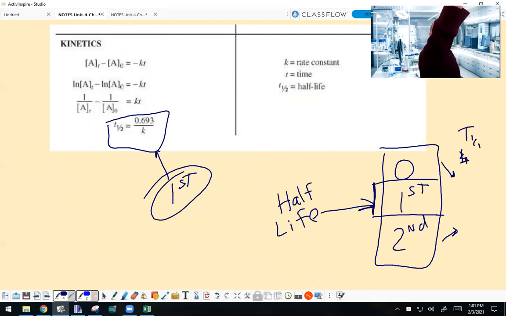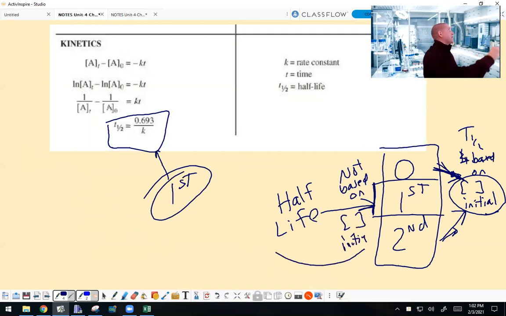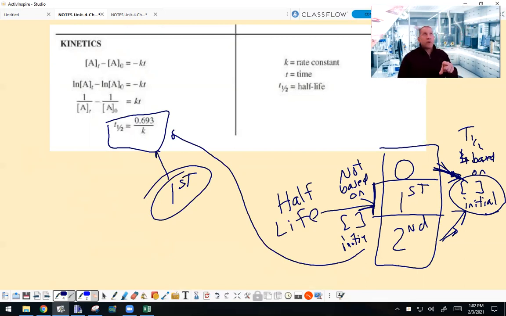So half-life is t1/2. It is based on the initial concentration for zero order and for second order. For first order, it is not based on initial concentration. And if you look at the equation, there's no mention of the initial concentration whatsoever. But the other three equations are listed in order.